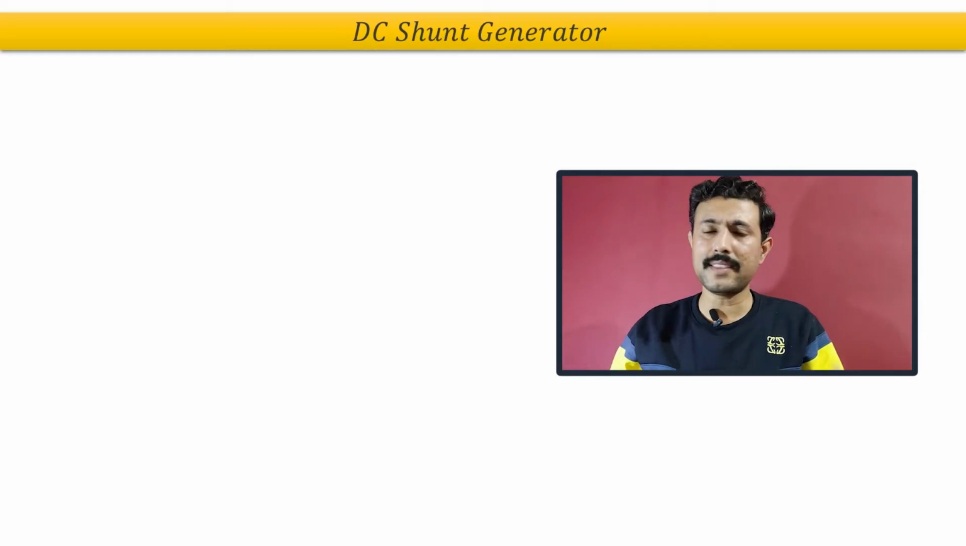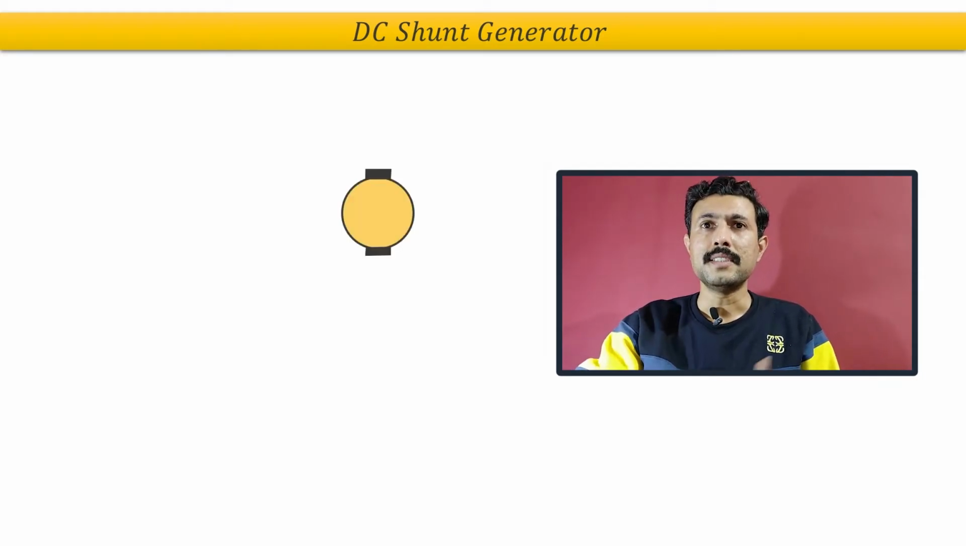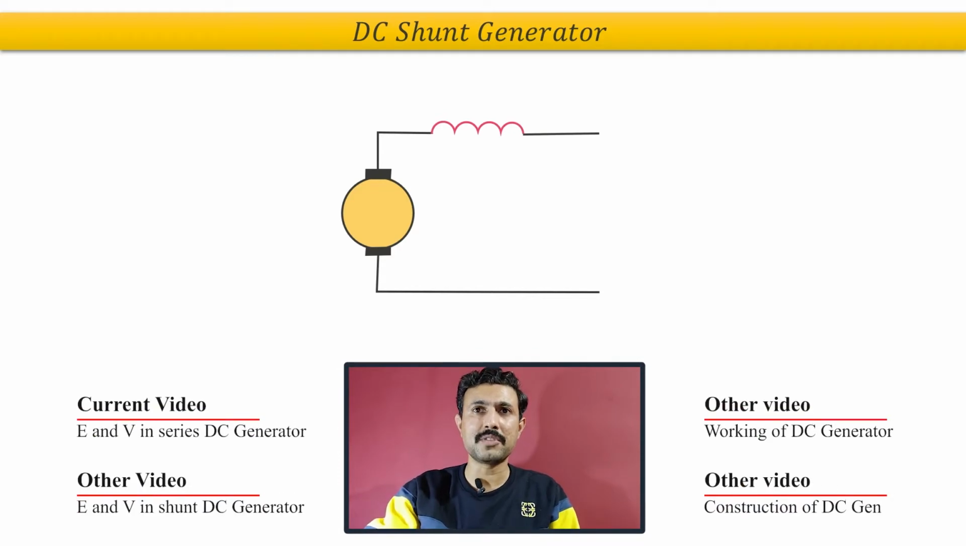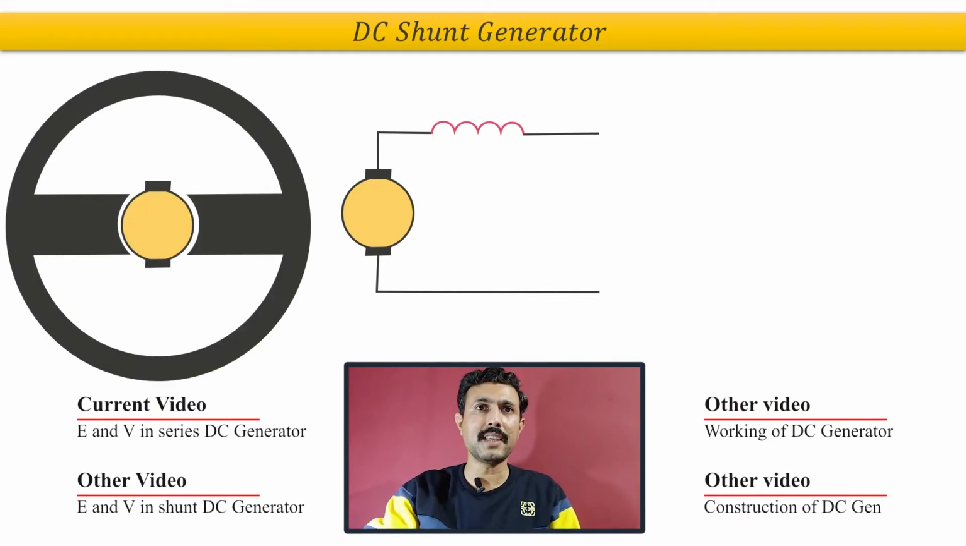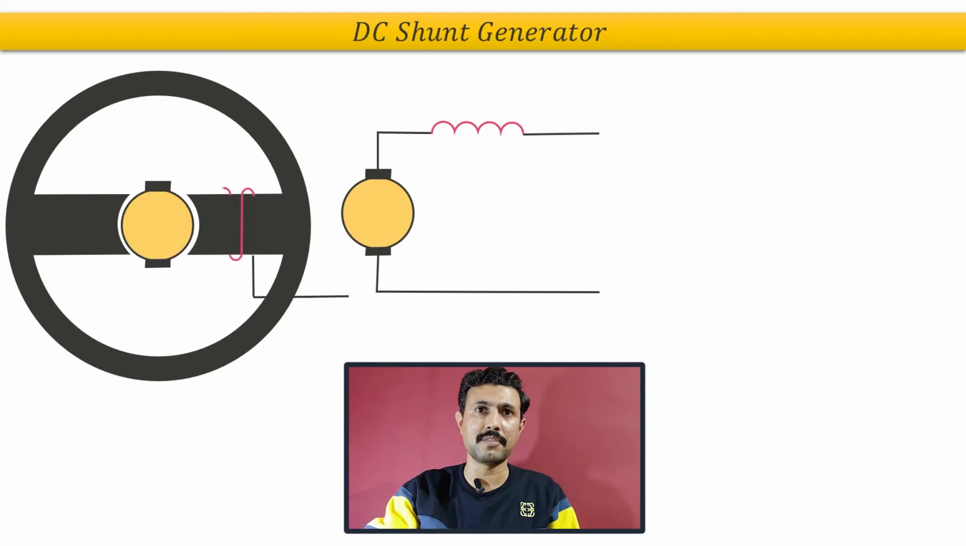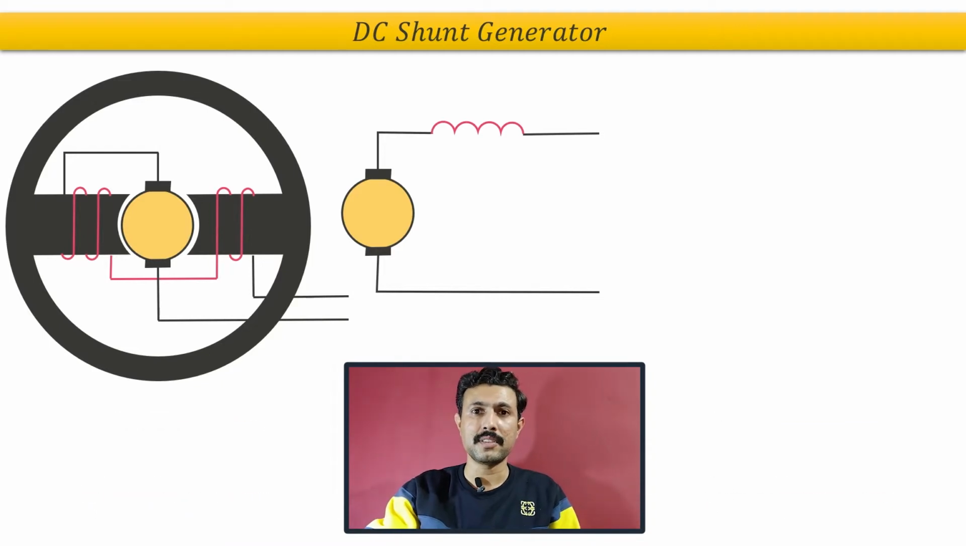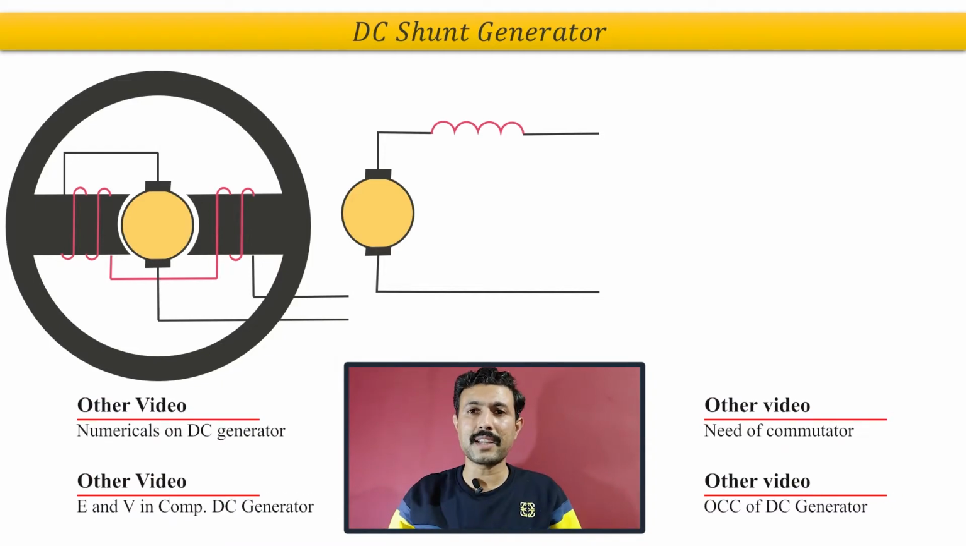First of all, in this video, we'll see the cross-sectional view of a series DC generator as well as the single line diagram. This is how a series field winding and armature are connected. The same thing we can see in the cross-sectional view. This is how the series field winding is wound and connected with the armature, so we can say that they are both connected in series.